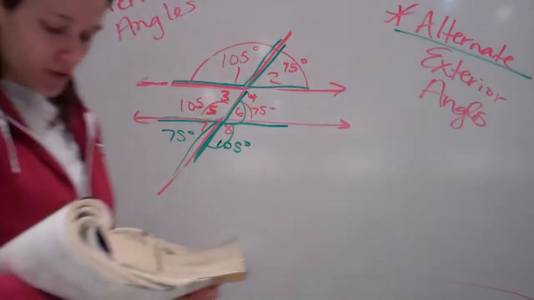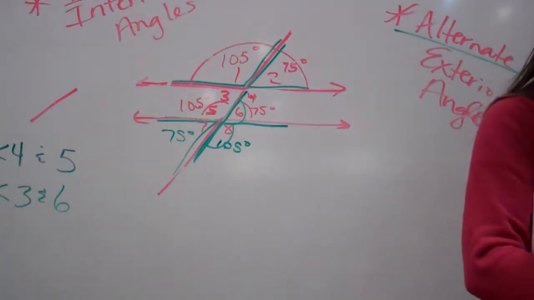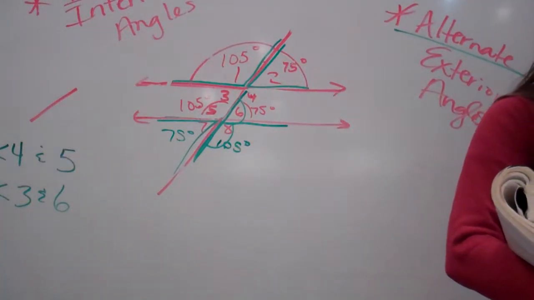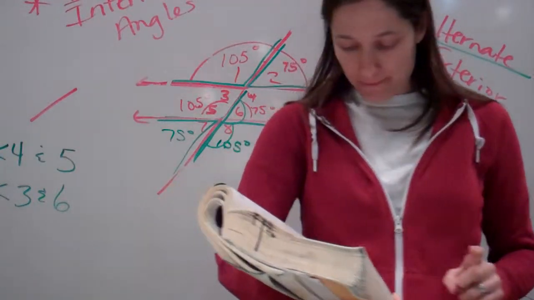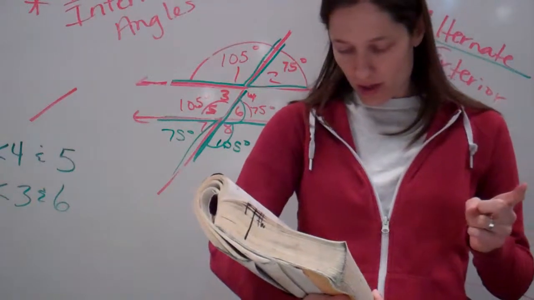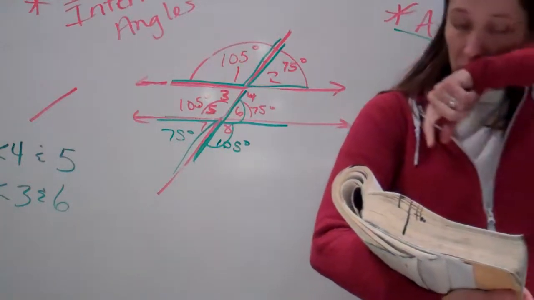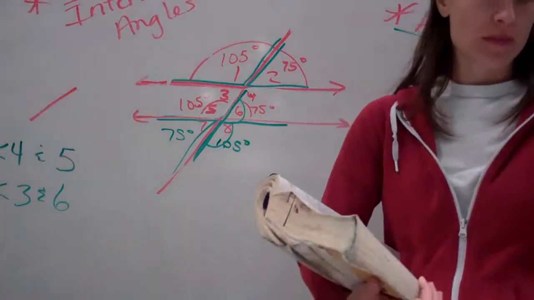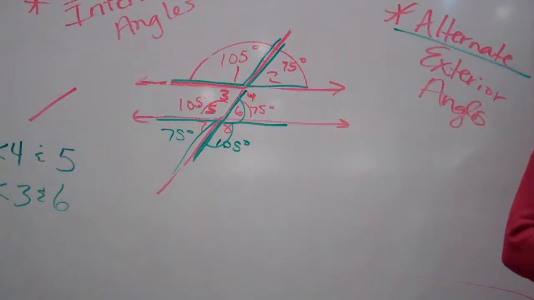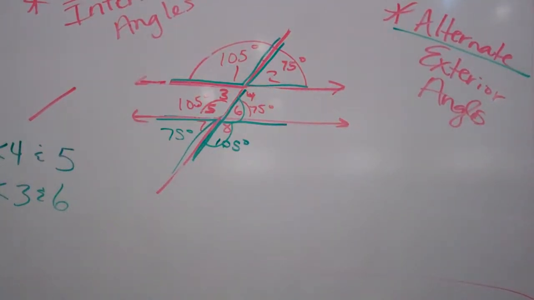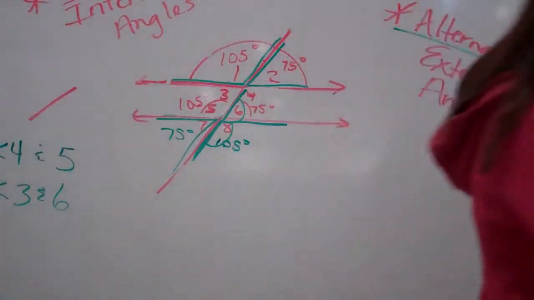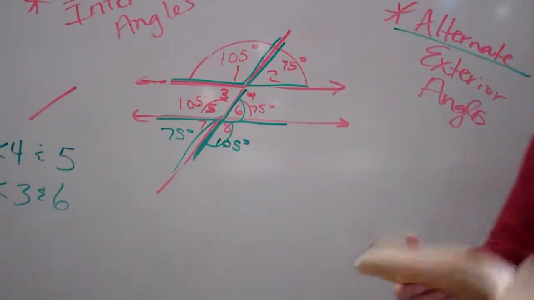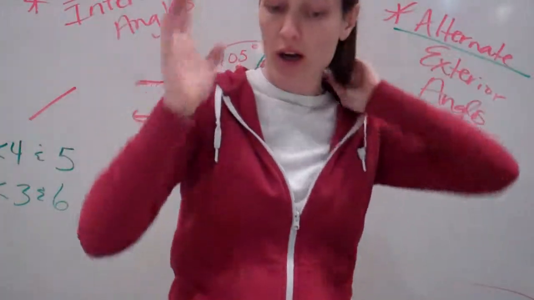Excellent. Now, the next one says name 2 pairs of alternate exterior. So they're on the outside of the parallel lines. Gracie, name 1 pair. 2 and 8. Yes, very good. And Tevi. 1 and 7. Very good. All right, Lane, name 1 pair of the alternate interiors. 4 and 6. Brooke Ann. 3 and 5. Very good. Y'all did excellent. That was the first part of that lesson.